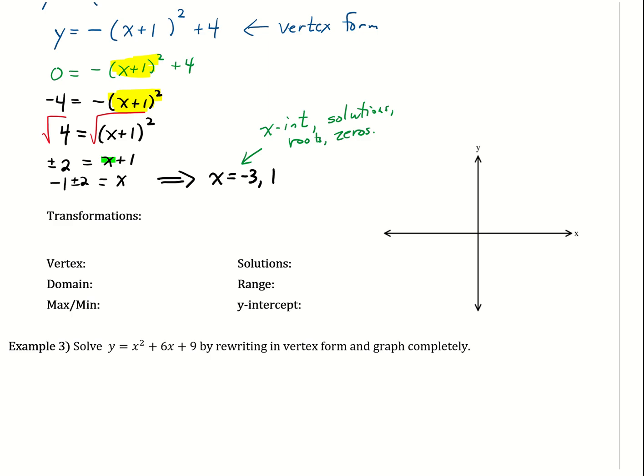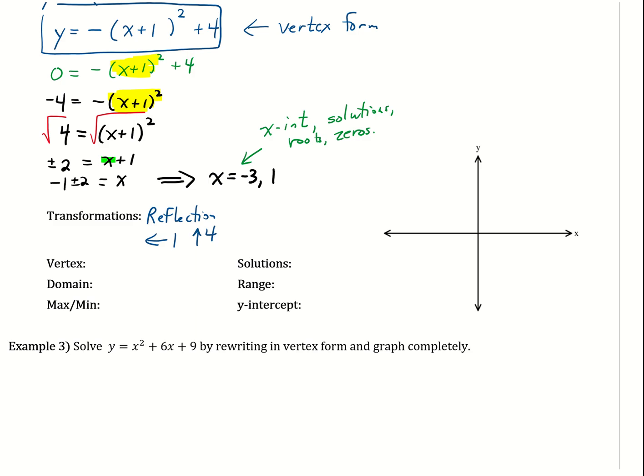All right, so now if we go back and answer the rest of these questions, I would always start with the transformations. To get the transformations, we're going to use our vertex form right up here. The negative in front is a reflection. The x plus 1 is telling us to go left 1. The plus 4 is telling us to go up 4.